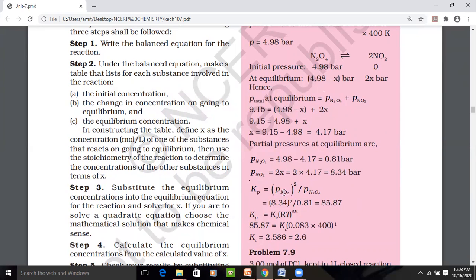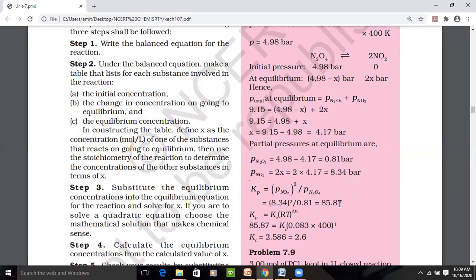So now we can calculate the Kp. Kp will be products upon reactants. For the product, we know the pressure is squared because 2 moles are there. So PNO2 squared upon PN2O4. That will be 8.34 squared upon 0.81, which is equal to 85.87. The value of Kp is 85.87.